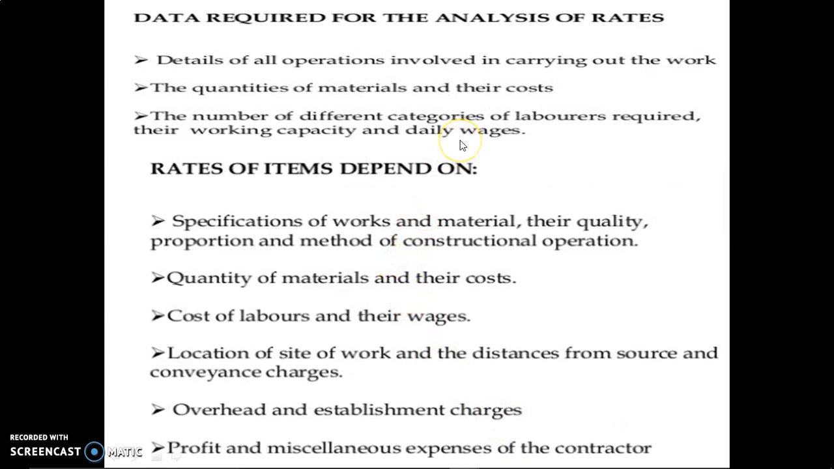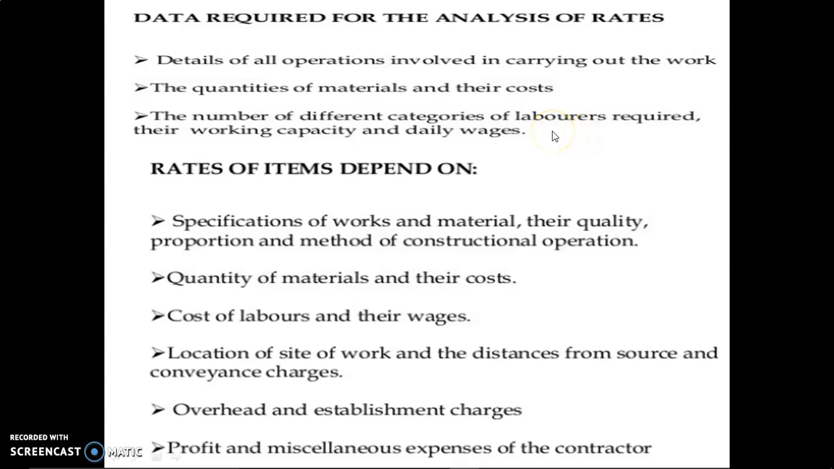Now, data required for the analysis of rate: details of all operations involved in carrying out the work, and the quantities of materials and their cost. Means if you want cement and you don't know the cost of one bag of cement, it is not helpful to us. That's why here we write quantity of material and their cost. Means one bag of cement costs how much. Then the number of different categories of laborers required.